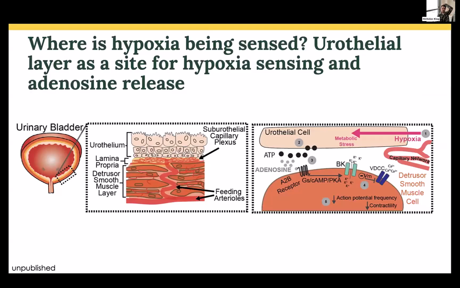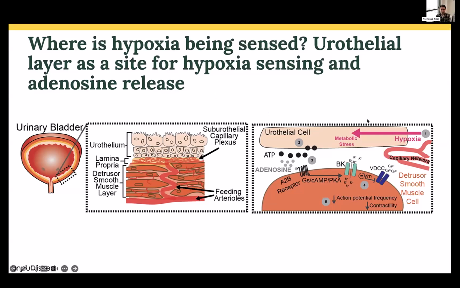But the outstanding question is, where is hypoxia being sensed? So we can expose the bladder to hypoxia. It seems like it stimulates adenosine receptors, but what's going on beyond that? In that paper, we didn't really get into details there, and that's sort of what we're working on now. So here's some unpublished, kind of preliminary data to sort of extend the story a little bit further.